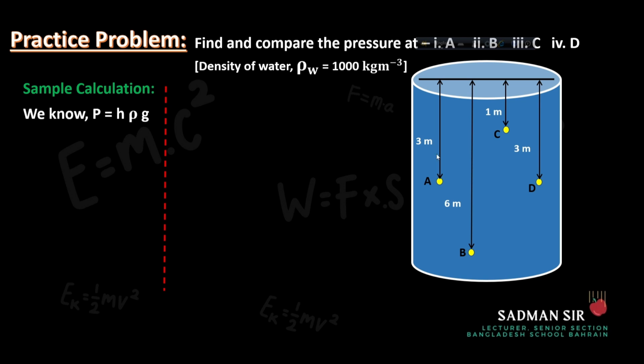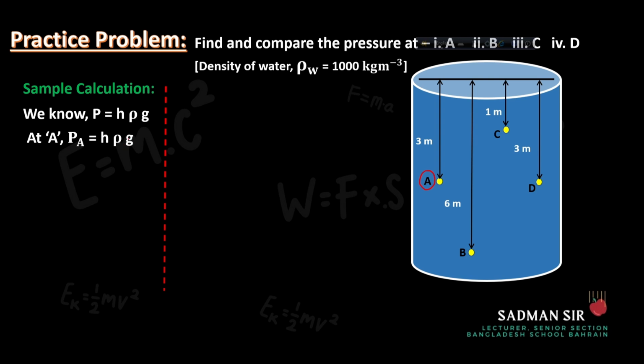So I will show you a sample calculation for one point, and for the other points I want you to find out, so that you may judge or check how much you understood. So the first point is A here, right? For A, the pressure, let us represent it by PA. So it is equal to h rho g.